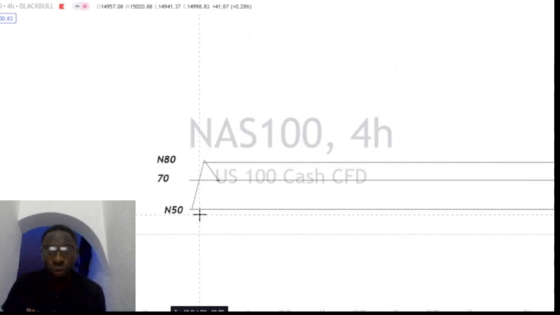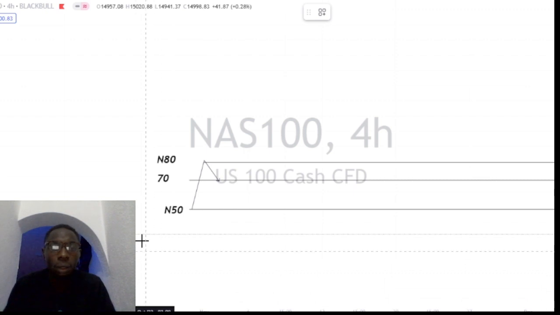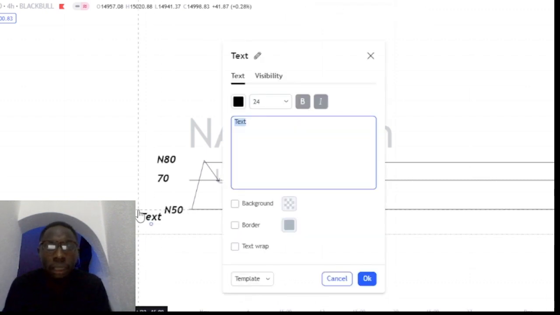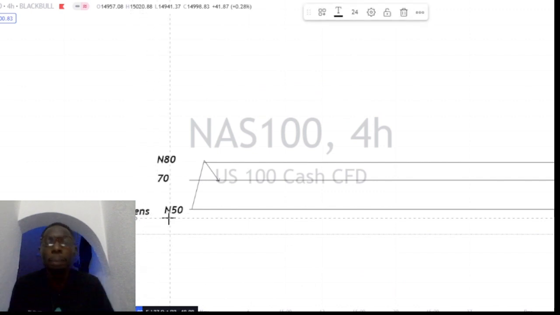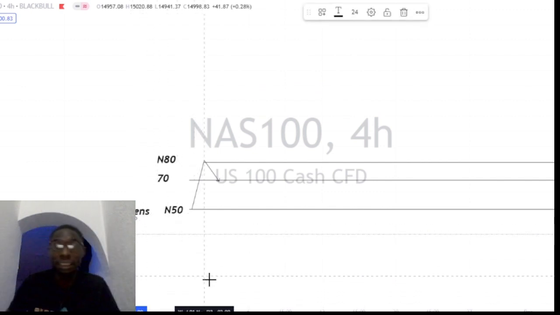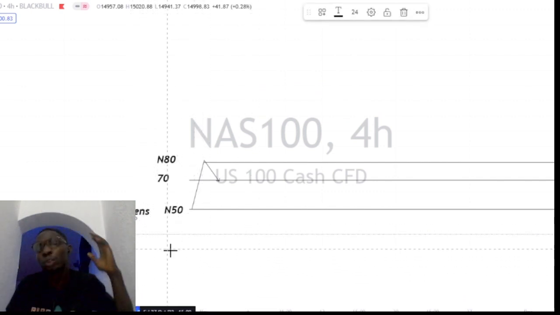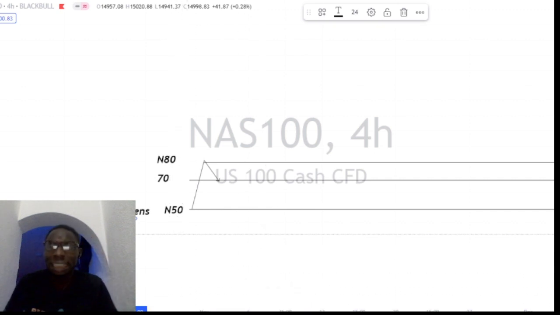Price opens at 50. I'm going to put open around that level now. Then immediately it opens, buyers came in massively. It pushed up to what? 80. That is the high of the price.